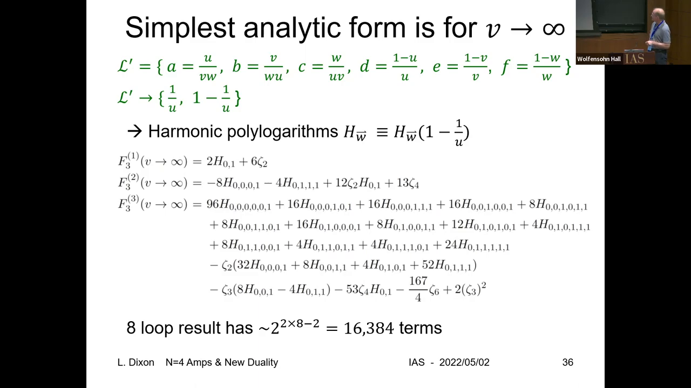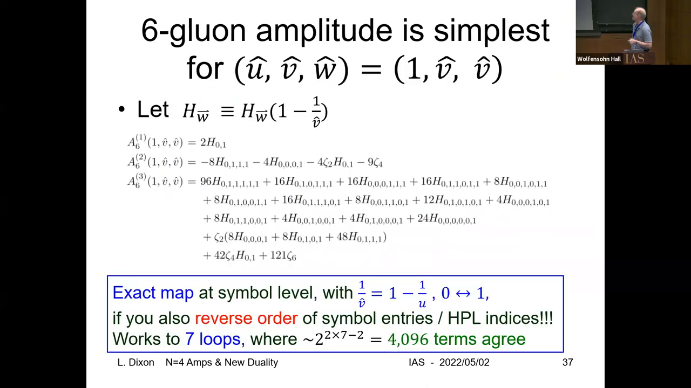So we wrote them down. And by eight loops, we didn't quite write that down in TeX. It has 16,384 terms. And then we remembered the six gluon case that we had found a place where it simplified a lot too. And that was for these hatted variables, the three coordinates being one and these two being equal. And in that case, the answer looked like this.